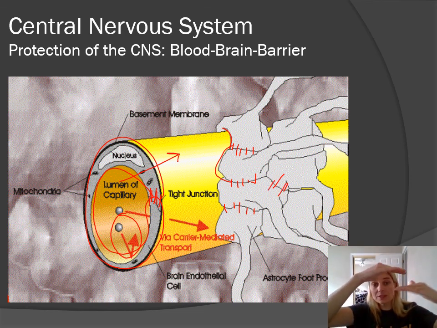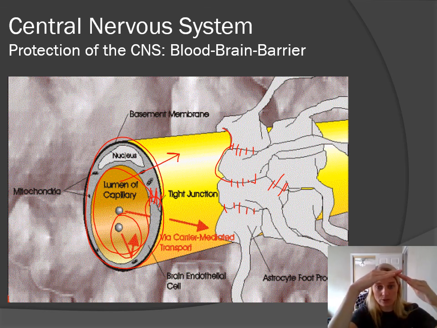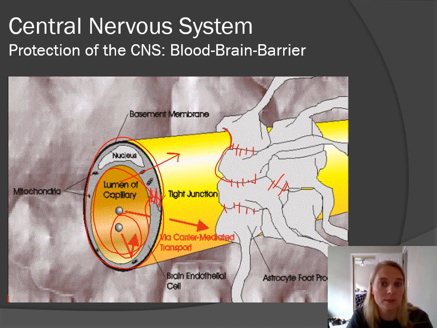We have the endothelial cell from the capillary, we have the projection off of the astrocyte cells, and so if you are something that needs to leave the blood, you have to go through the endothelium and you have to go through the astrocytes. So it's very well protected and very well guarded. So only very specific substances, nutrients, and things can get through that blood-brain barrier.